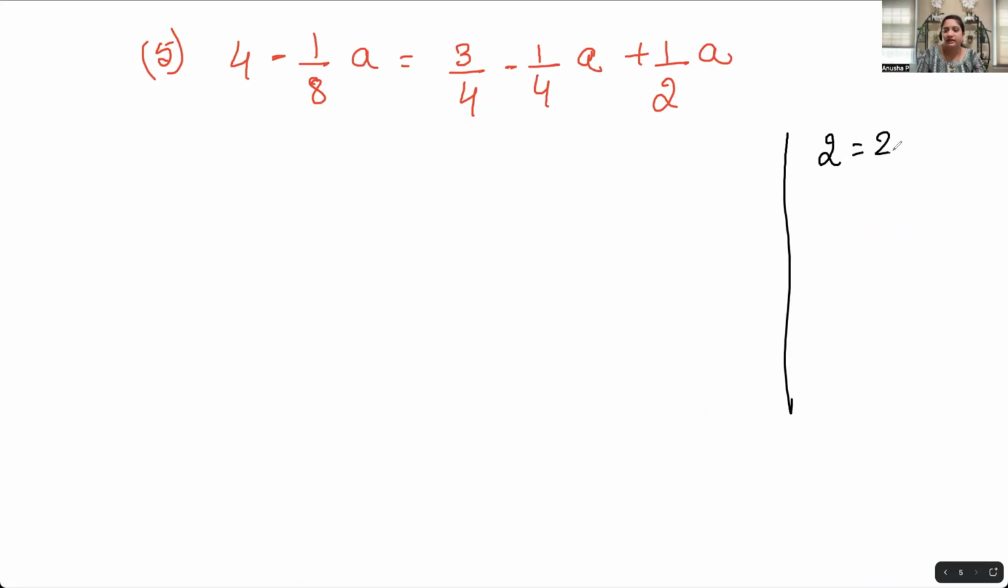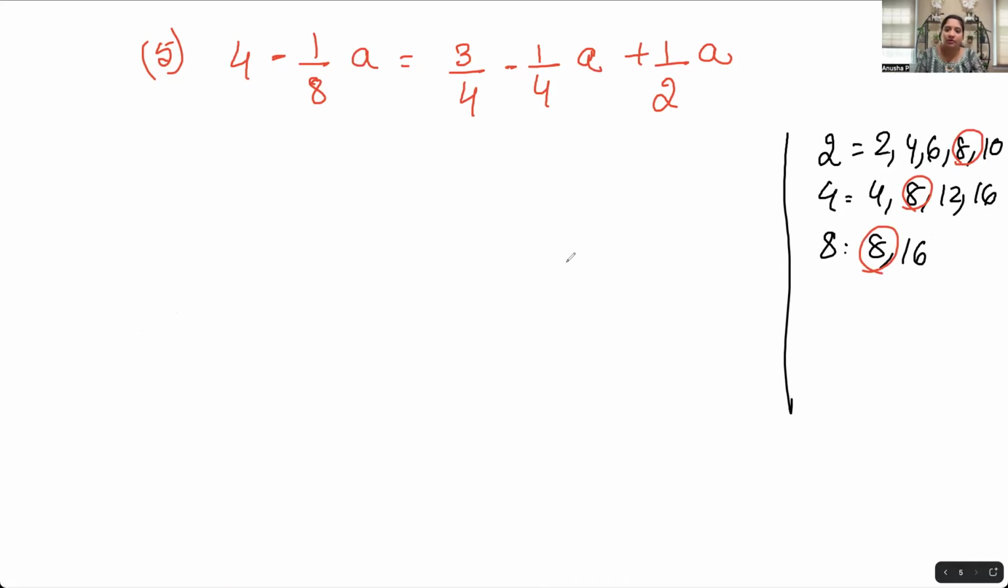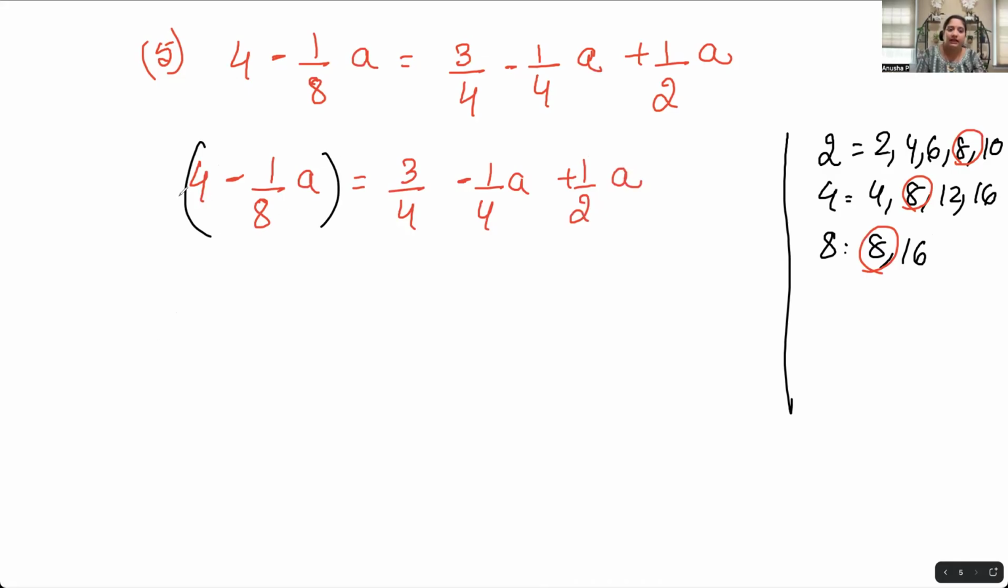For 2, the multiples are 2, 4, 6, 8 and 10. For 4, 4, 8, 12 and 16. And for 8, 8 and 16. The first common multiple in all the numbers is 8. So the least common denominator for the above example is 8. We have to multiply by 8 on both the sides.